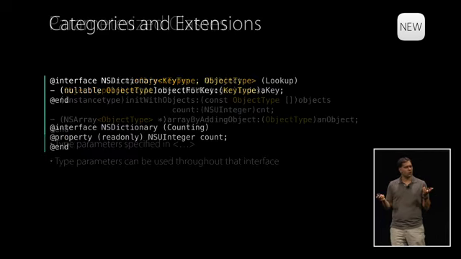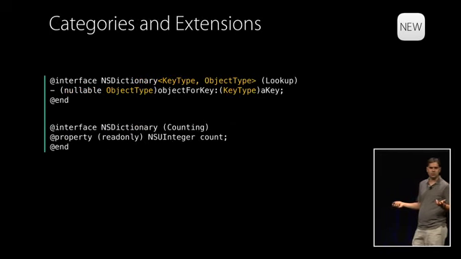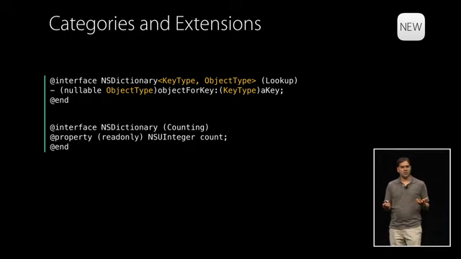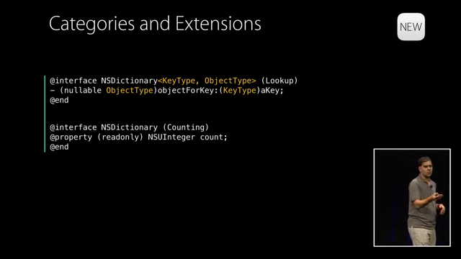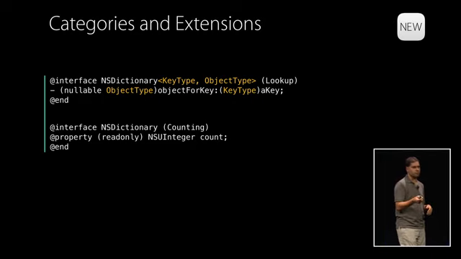Of course, this also works for categories and extensions. Here we have an NSDictionary category, parameterized on key type and the object type. And we've gone ahead and added objectForKey here, takes in a key type, returns a nullable object type, because of course, nil matters here, and we want to have that information in our APIs.